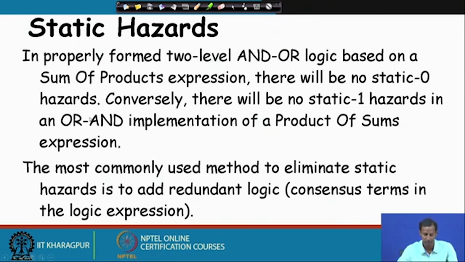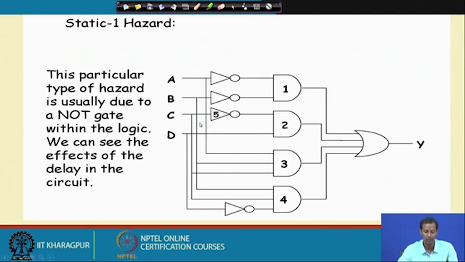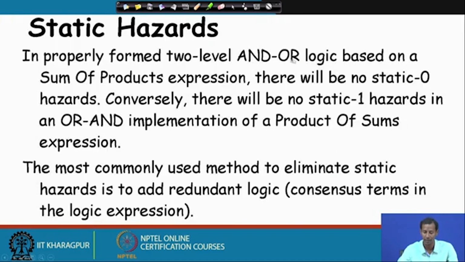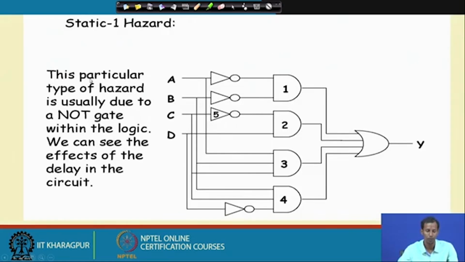And then this OR AND means this product of sum. So, in these two cases, static 1 hazard occurs. Static 1 hazard occurs in sum of product, and in product of sum, static 0 hazard. So, static 1 hazard, if I consider this particular example, this particular type of hazard is usually due to a NOT gate within the logic.